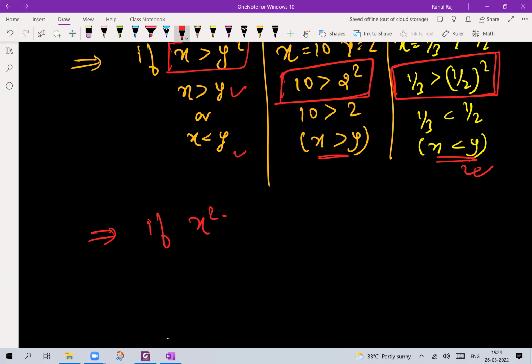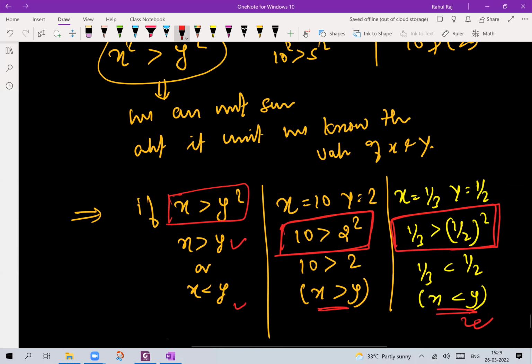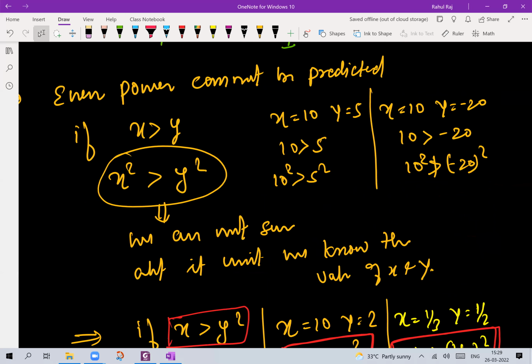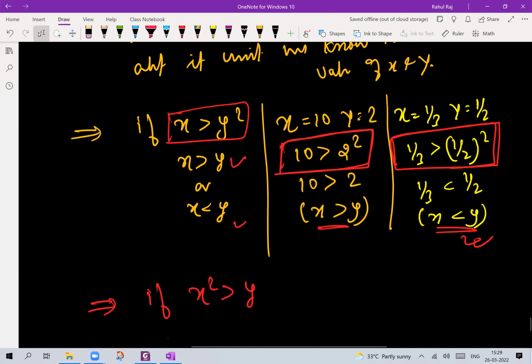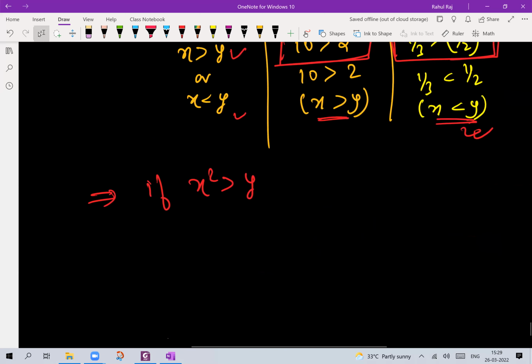If x square is greater than y, because we have made a very harsh statement, even powers cannot be predicted. So anything in even powers, you should be in a position to say it may not, it should not, it is not, we are not sure about it until we know the value of x and y. So if I say x square is greater than y, can I say x can be greater than y or x can be less than y?